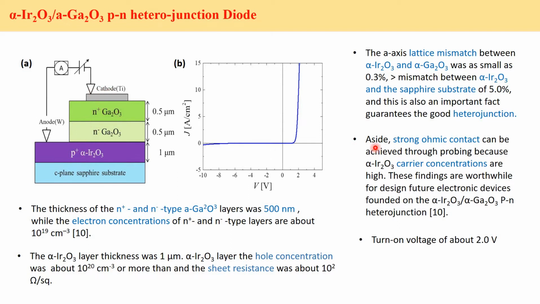Also in that PN junction device, another part is the contact between metal and semiconductor, like ohmic contact. Scientists are trying to achieve strong ohmic contact for better carrier concentration, and this will be very helpful for future electronic devices, future PN heterojunction diodes. And in that VI characteristics, the turn on voltage is 2 volt.